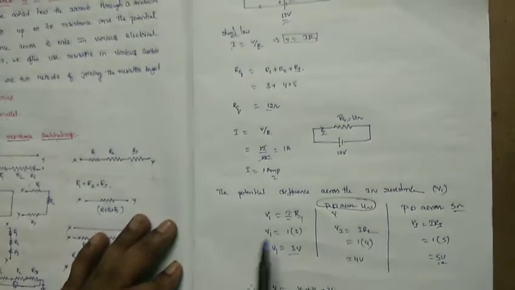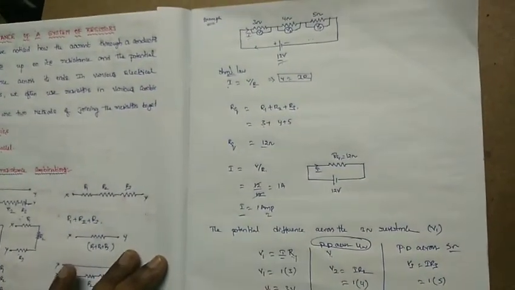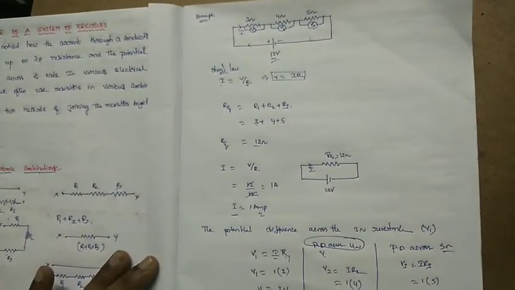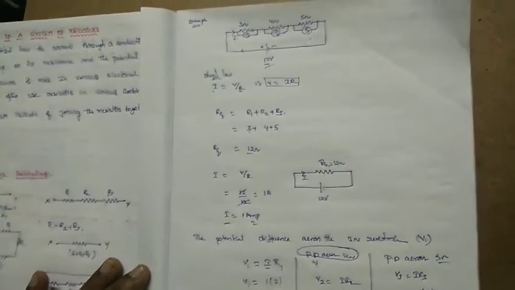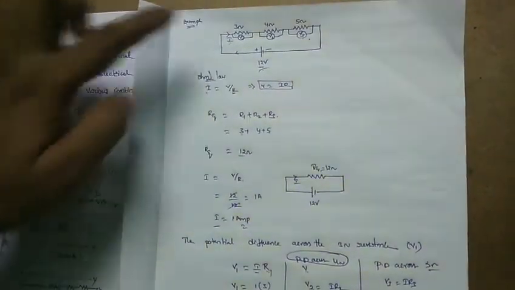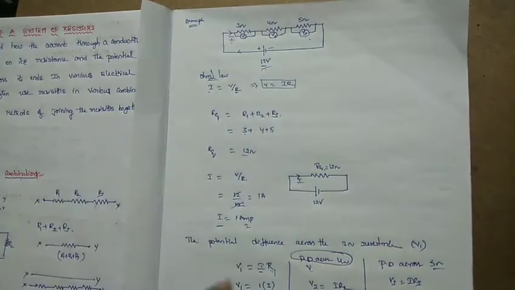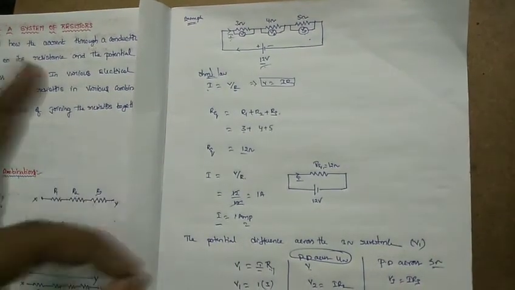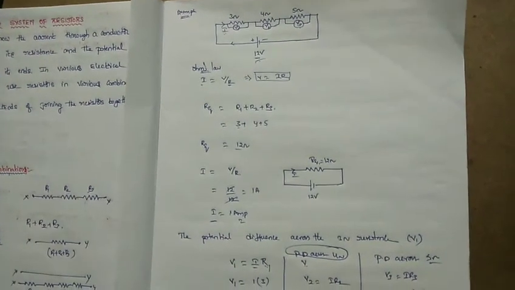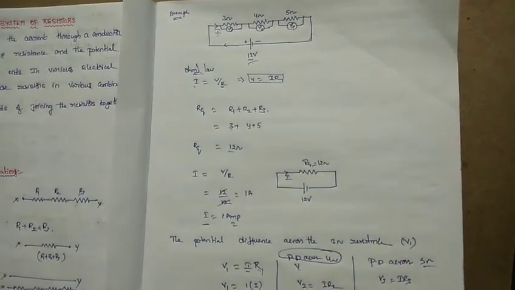So here current is common, voltage is different. In series resistance, current is common, voltage is different. This is the main important thing in a series circuit. Let us see one more. Let us see here.